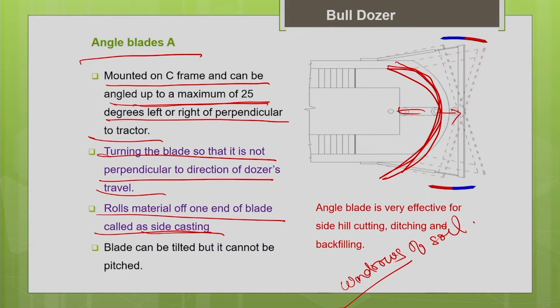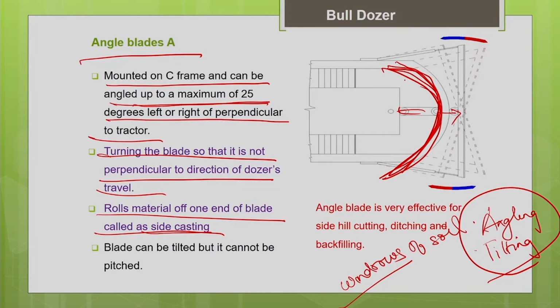So what are the possible movements with this blade? One, obviously I can do angling. I can angle it to the left or right, maximum of 25 degrees, and I can also tilt it. Tilting is also possible, but pitching is not possible. Because of the C-frame connection, I won't be able to pitch my blade. I cannot pitch the top end of the blade forward or backward. That is not possible with the angle blade. Only possible movements are angling and tilting.